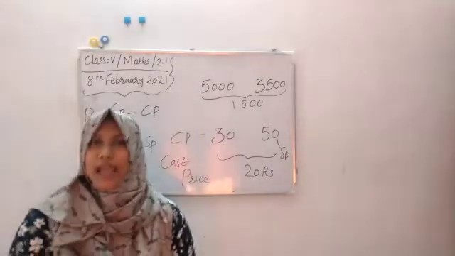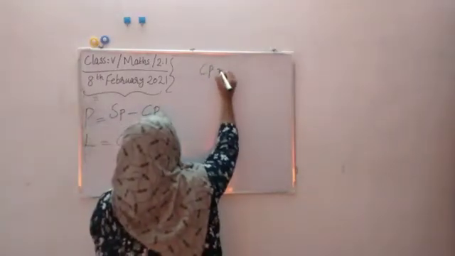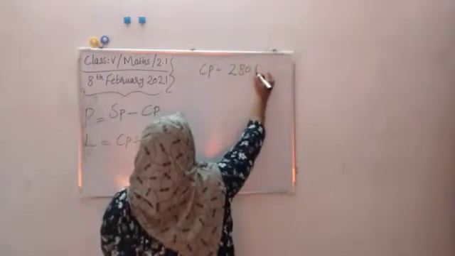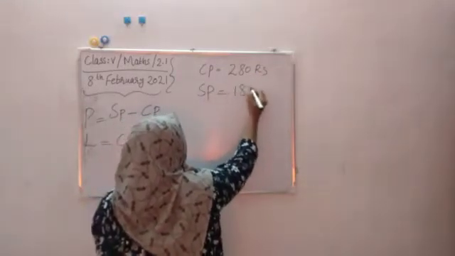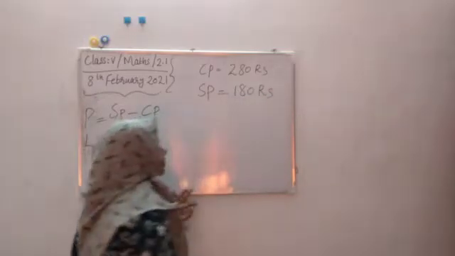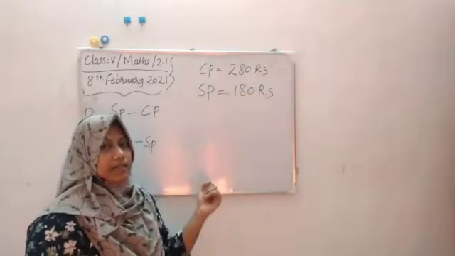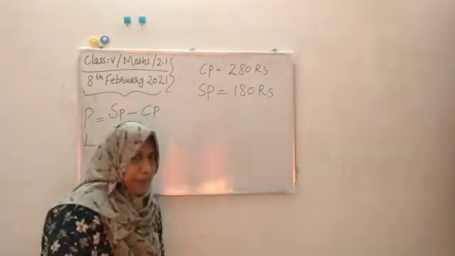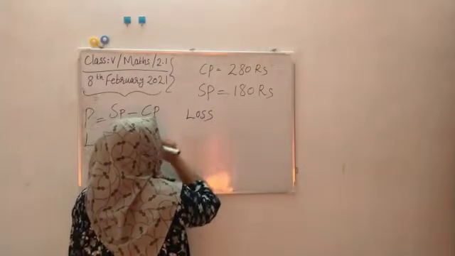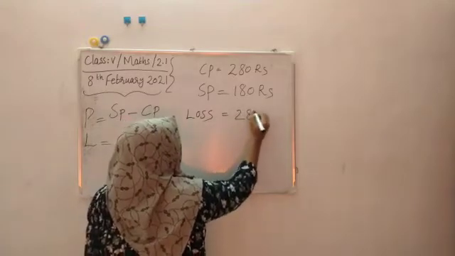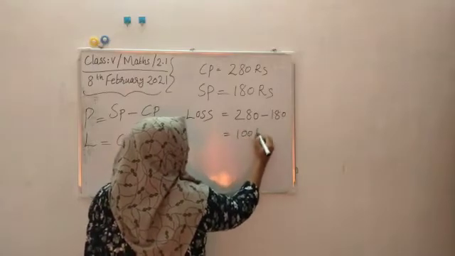And we can explain it through some examples. Suppose cost price is given as 280 rupees and selling price is 180 rupees. At a glance, you can say that it is a, yes, loss. SP is less than CP. So, here we have a loss, and that amount in rupees can be calculated by subtracting these values.